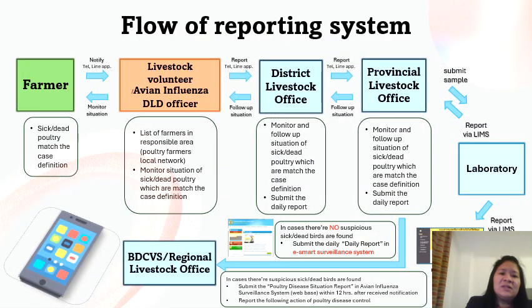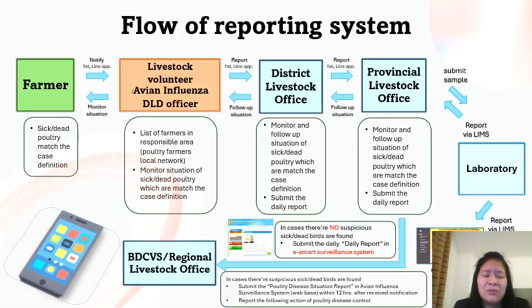So as has been mentioned, this is the flow of the reporting system. The farmers can report through the livestock volunteer, and after that they can inform the district livestock office and the provincial office. Then a sample will be submitted to the lab, and they will report through the system, and they also report to the headquarters.